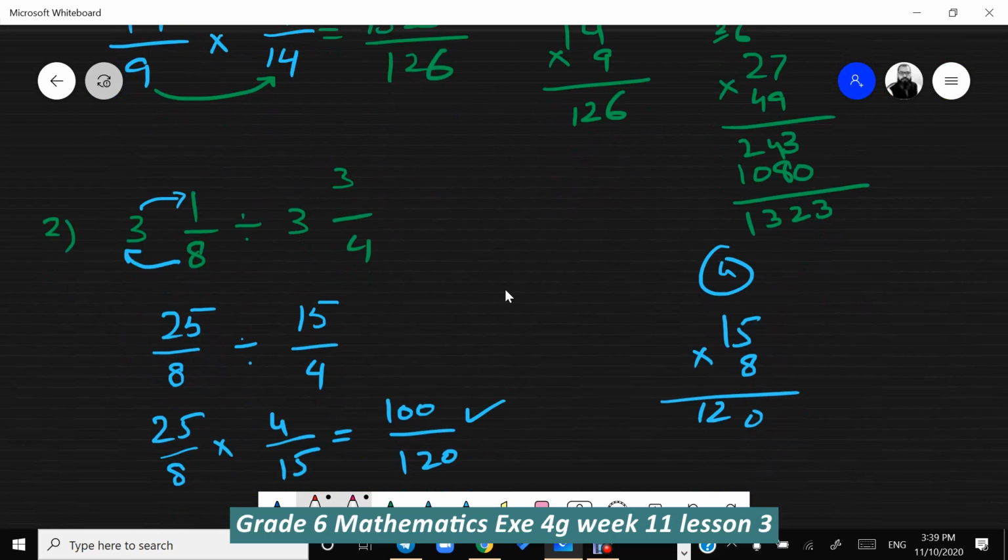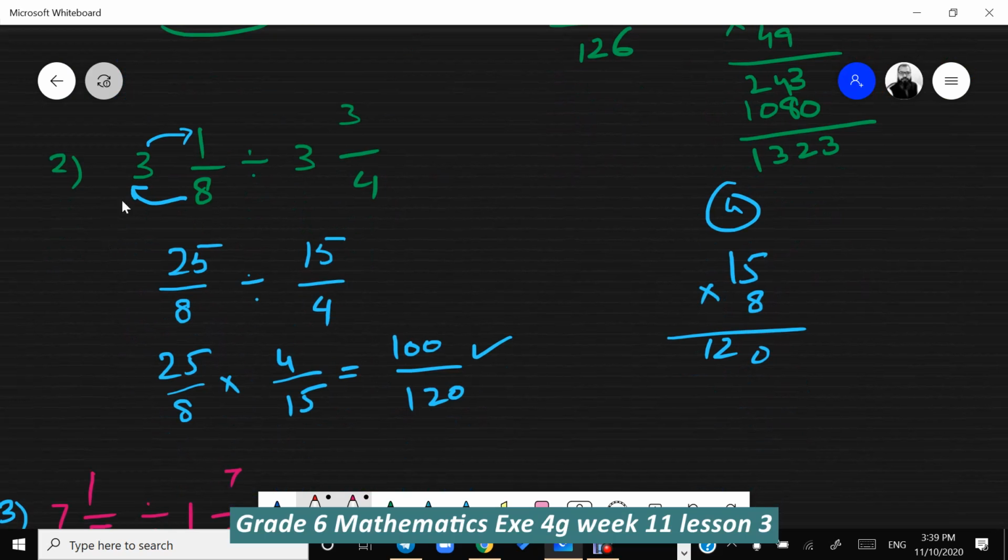Okay, now question number 2. You can look here, question number 2. 3 multiplied by 8, 24 plus 1, 25 over 8, divided by 4 multiplied by 3, 12, 12 plus 3, 15 over 4. This division will become multiplication, and this 4 goes up, 15 comes down. 4 goes up, 15 comes down. Now 25 multiplied by 4 is 100, and 8 multiplied by 15 equals 120.